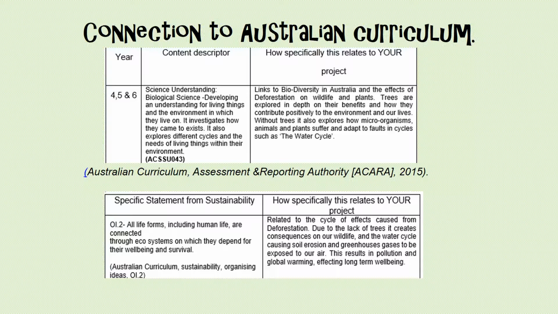And the second one, all forms of life including human life are connected through ecosystems on which they depend for their well-being and survival. This is related to the cycle of effects caused from deforestation, where the lack of trees creates consequences on our wildlife and the water cycle, causing soil erosion and greenhouse gases to be exposed in our air.